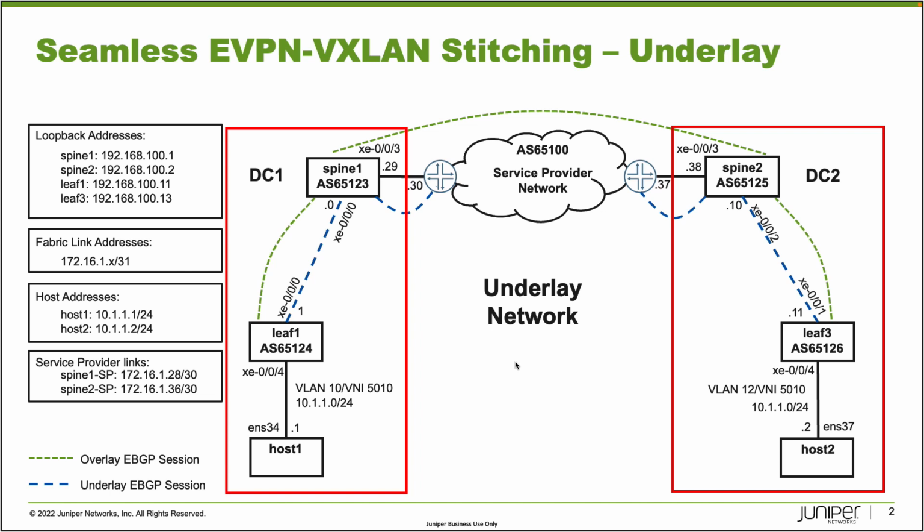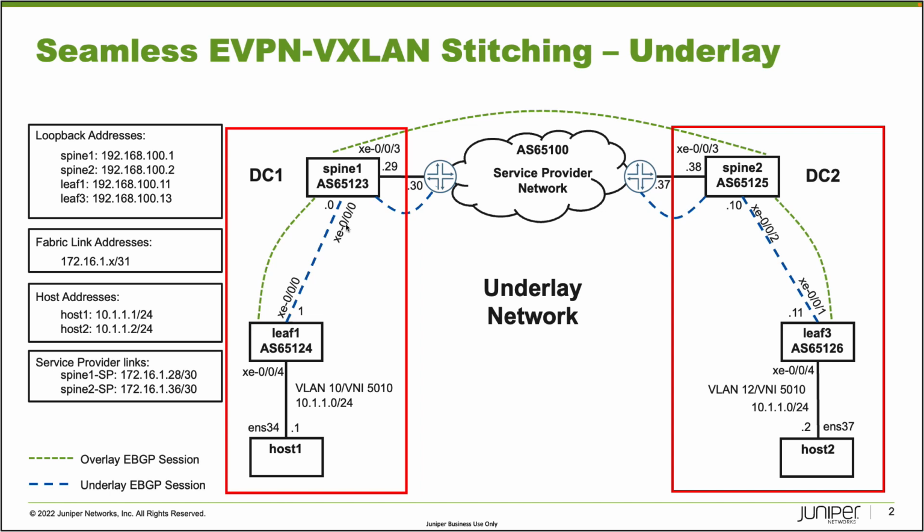Well, actually, first, before we get configuring, let's talk about the rest of the topology a little more. We have leaf 1, which acts as a router leaf, and it is connected to host 1. You can see here it's connected using xe-0/0/4. Leaf 1 then connects into spine 1 using the xe-0/0/0 interface with the 172.16.1.1 address. Spine 1 uses the xe-0/0/0 interface to connect to leaf 1, and the xe-0/0/3 interface to connect to the service provider network.